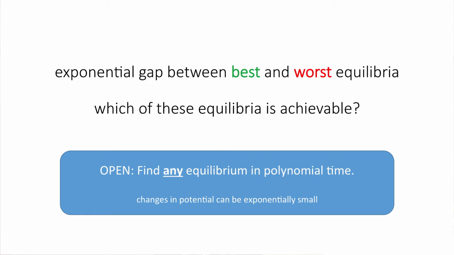I give you a graph, and we do not know any way of finding a stable spanning tree in this graph in polynomial time. So, this is an open question, and I think a very nice open question.